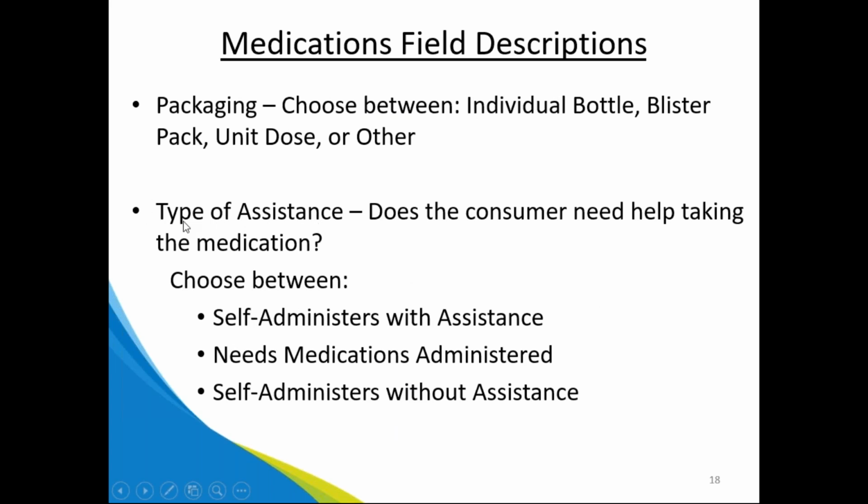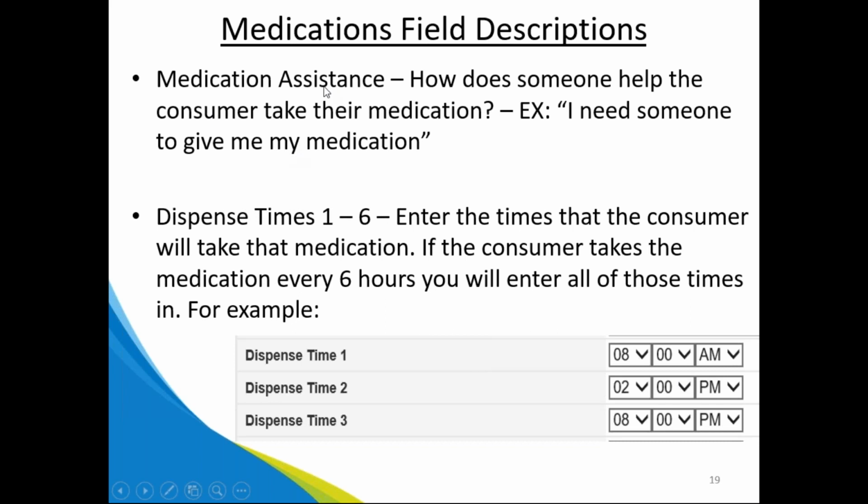So type of assistance. Does a consumer need help taking medication? You're going to choose between one of these 3. If your consumer is in a group home, the group home will definitely know which one that you need to select. Medication assistance. How does someone help the consumer take their medication? An example is I need someone to give me my medication.